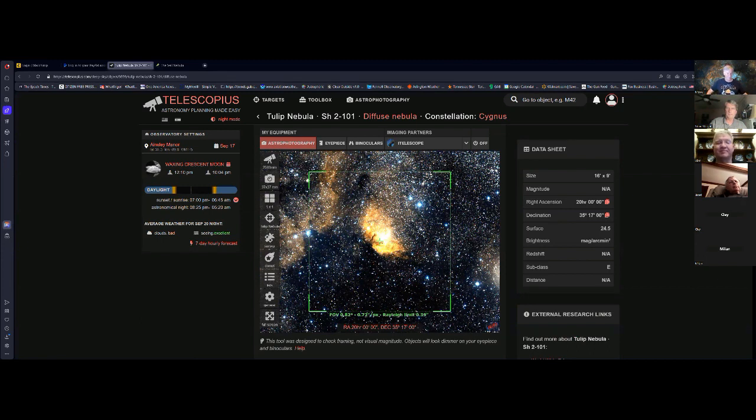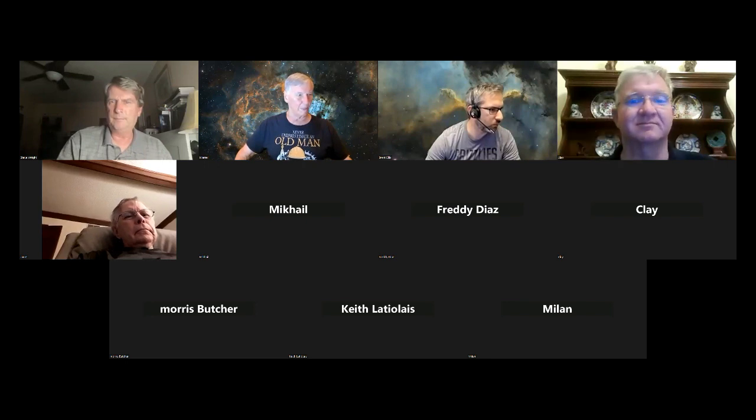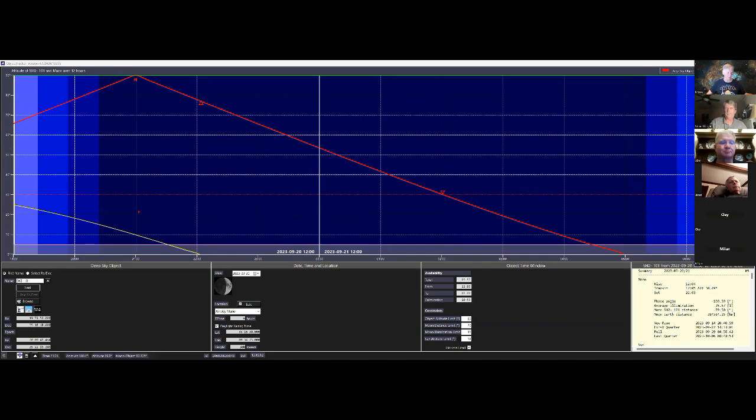Okay, I guess I have to stop sharing and then reshare. Yeah. Okay, share screen. So if you look at this, this is where the Tulip Nebula crosses the meridian at 9 o'clock, and really you've got it basically all the rest of the night till I don't know how far people go to the horizon. I stop at 30, but it depends what your location is. So there are many hours of scope time on the Tulip. So that's one possibility.